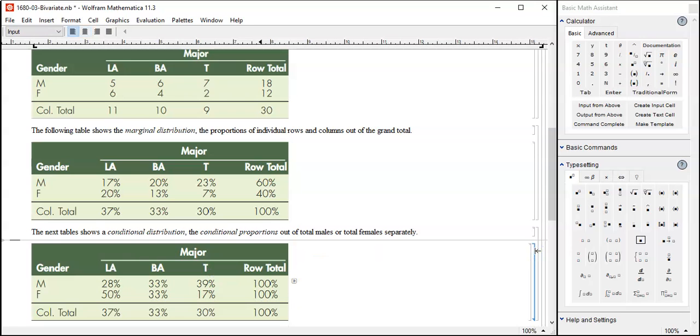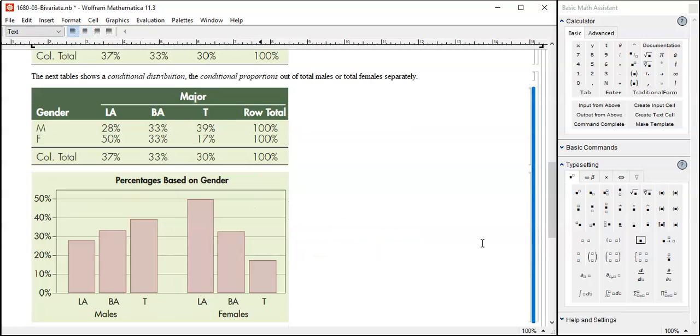So these kind of things are called conditional proportion. And these bar charts show conditional proportion for males, females separately. Two different conditions.